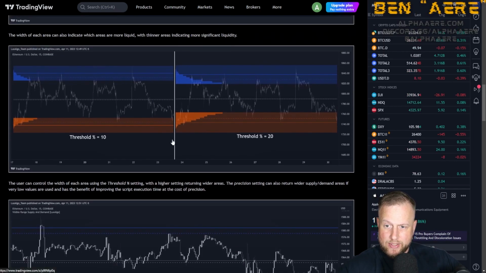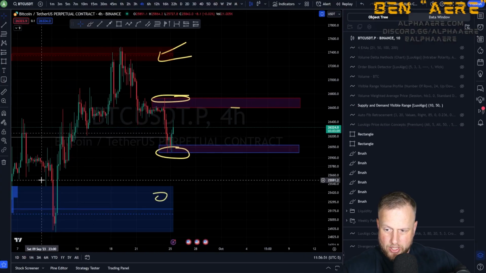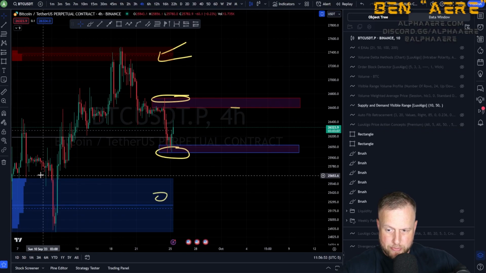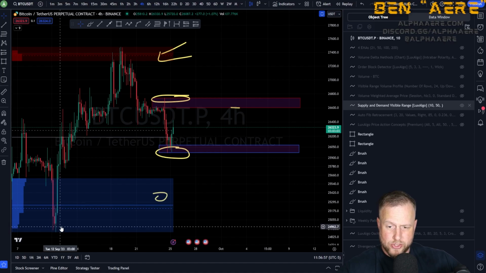It even gives you the threshold at thinner and thicker areas of liquidity in that zone, which is this volume here. So obviously towards the top of the range, there's been more volume. We've been there more often. We've also been down to the bottom of this zone as well.